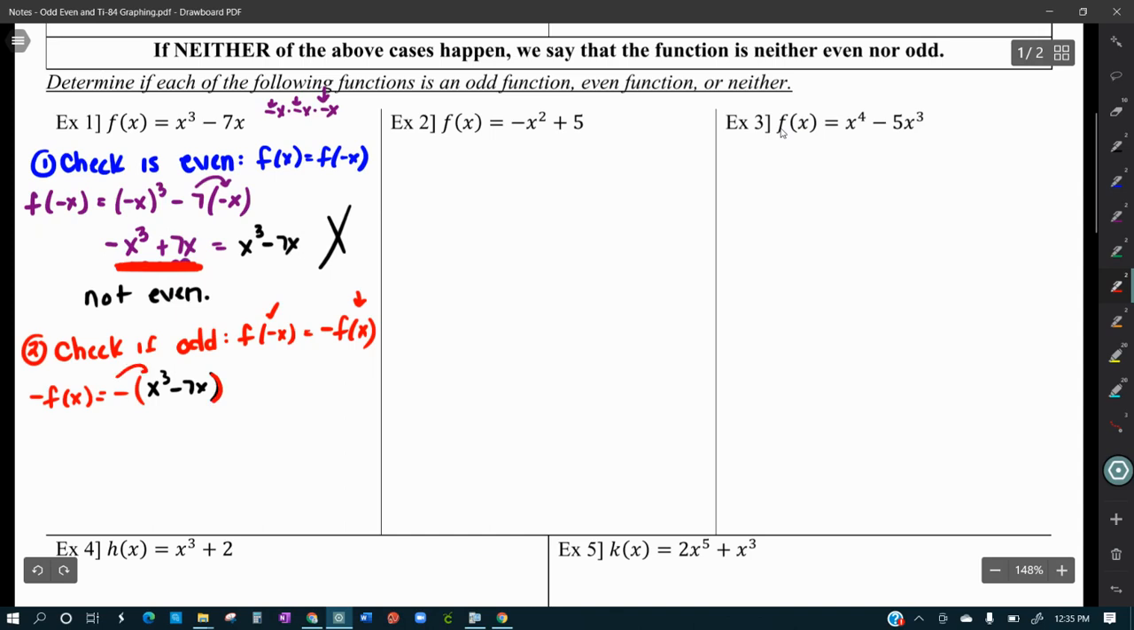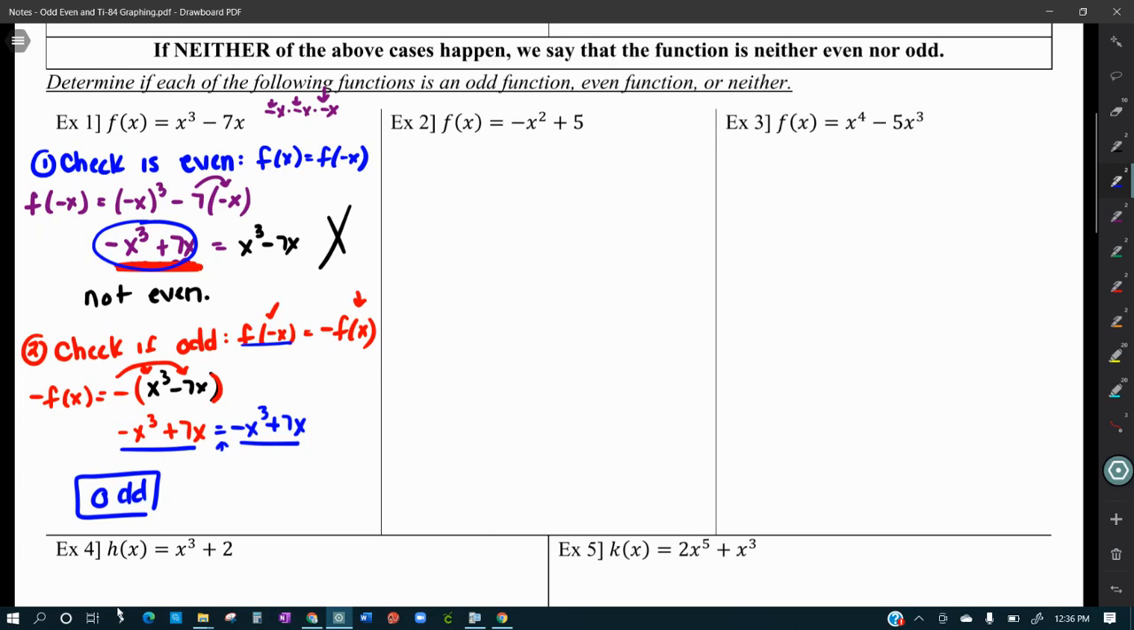So let's distribute: negative times x to the third is negative x to the third, and negative times negative 7x is positive 7x. So we have now determined what negative f of x is. We're going to see, is this equal to f of negative x, which was this from earlier, negative x to the third plus 7x? And we do, in fact, have a true statement. This is the same as this one. So that means your function is odd. We checked if it was even, and we didn't get something that was the same. We checked if it was odd, and we got something on the left and the right that was equal to each other.